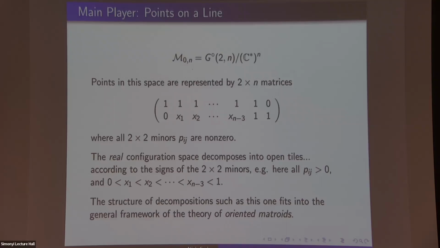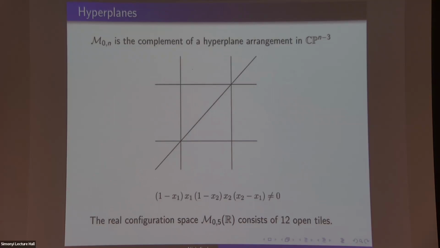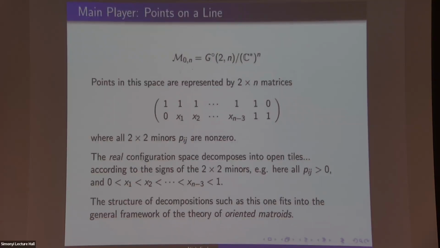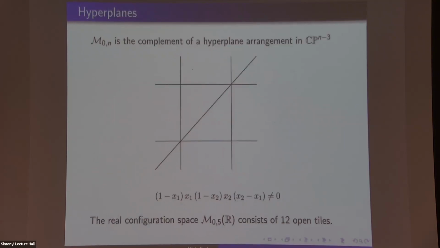And in this case, for the real M0n, they're all n minus 3 dimensional simplices. So what does simplex mean to you? Actually, not a simplex. It's not a simplex, but if you look at the next one, it's not bounded. It's not compact. So that's kind of why I used the word tiles in the previous section.